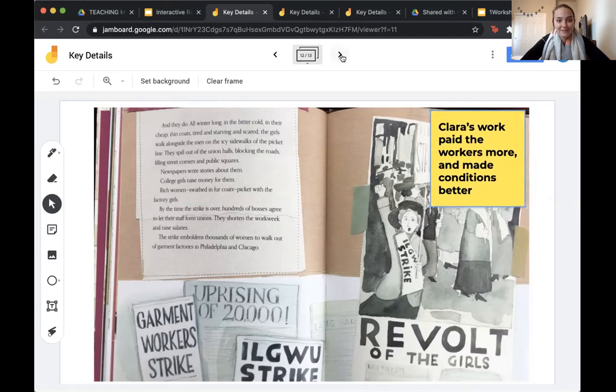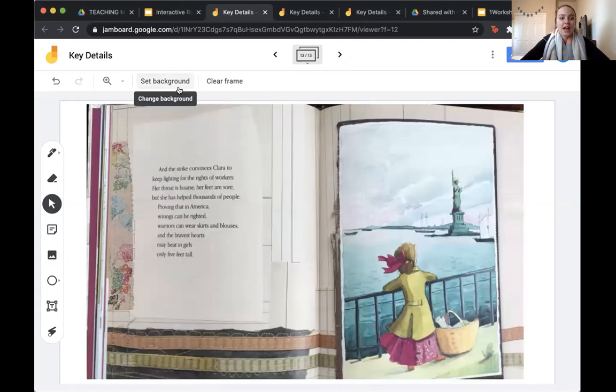Let's keep reading. And the strike convinces Clara to keep fighting for the rights of workers. Her throat is hoarse, her feet are sore, but she has helped thousands of people, proving that in America, wrongs can be righted, warriors can wear skirts and blouses, and the bravest hearts may beat in girls only 5 feet tall.